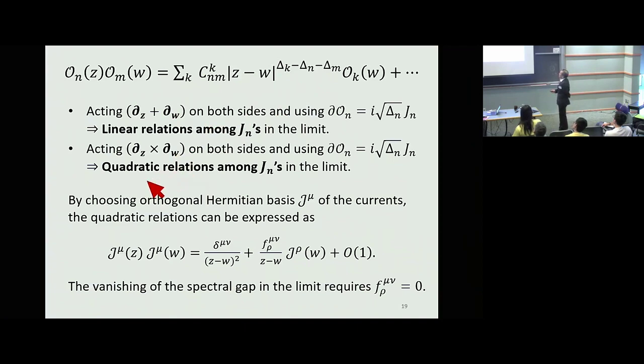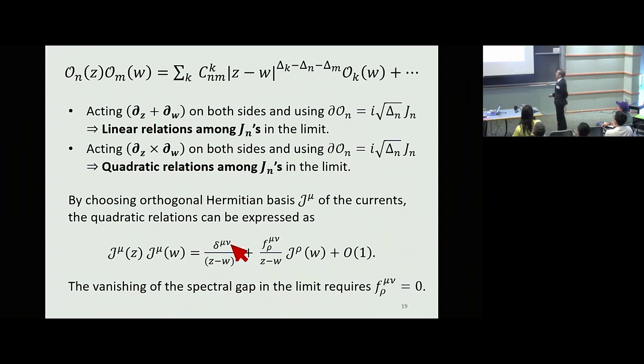And if you also take a product of derivatives acting on both sides and use this, you can find a quadratic relation between them. Since there is a linear relation between them, you can consider finding the orthogonal basis for this linear operator, and let's call that J mu. And then, since you have a quadratic relation, the only consistent form of this quadratic relation is like that.